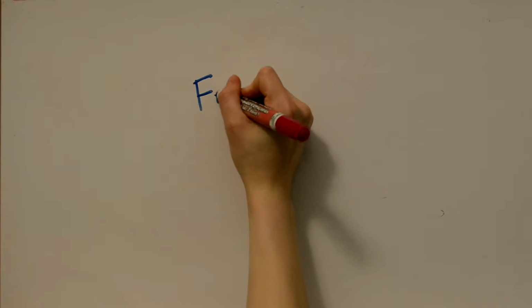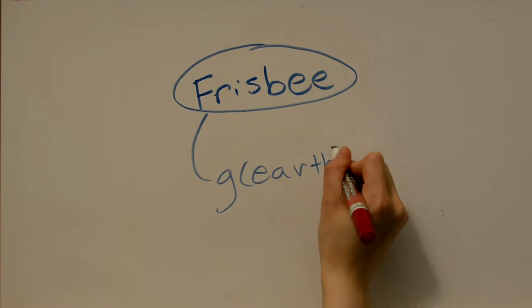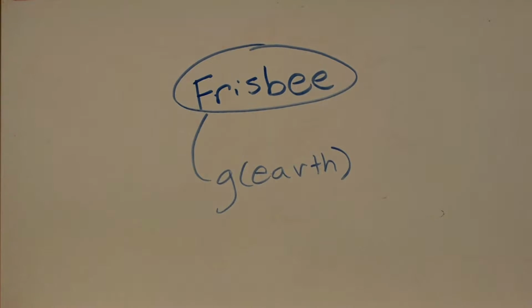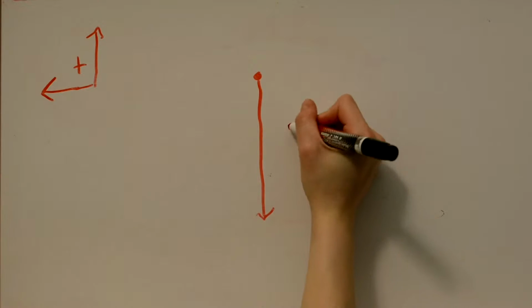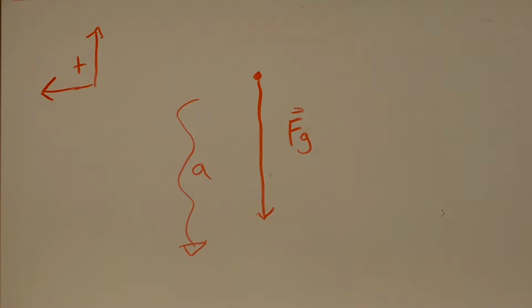Next, let's talk about the frisbee. We are looking at the frisbee after it has left Liam's hand. Therefore, there is only a gravitational force acting onto the frisbee. The gravitational force is in the negative downwards direction, and because of the gravitational force, the frisbee will eventually fall to rest onto the ground. Therefore, it accelerates in the negative downward direction.